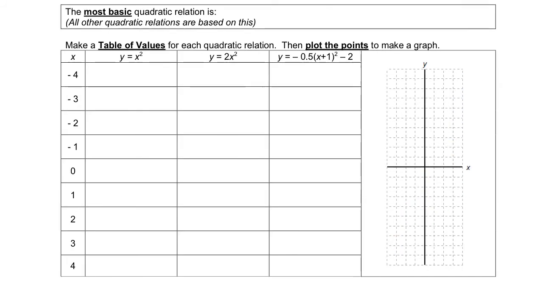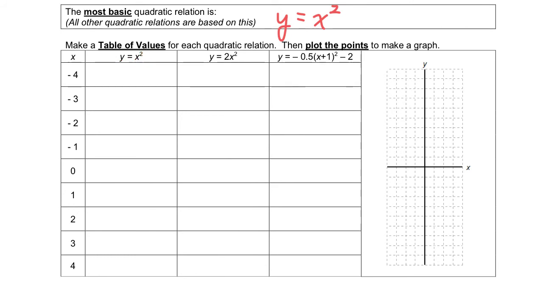Now let's contrast that with the most basic quadratic relation. This is y equals x squared, and all other quadratic relations are based on this equation. So here we have the same thing as we did before. We have a table of values for 3 different relations. So for the first one, y equals x squared.